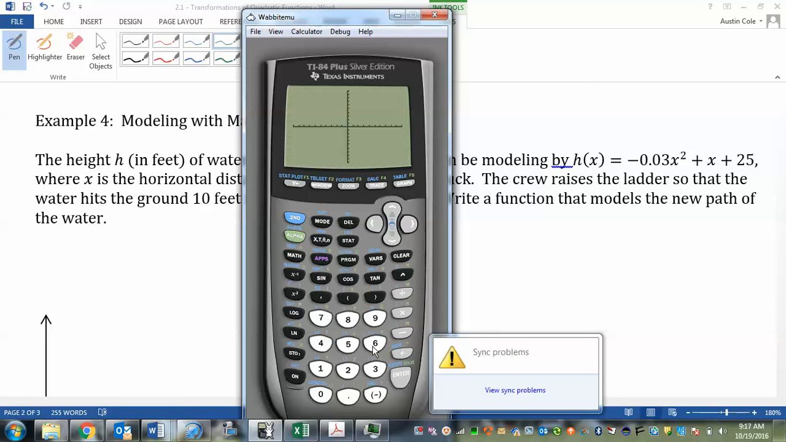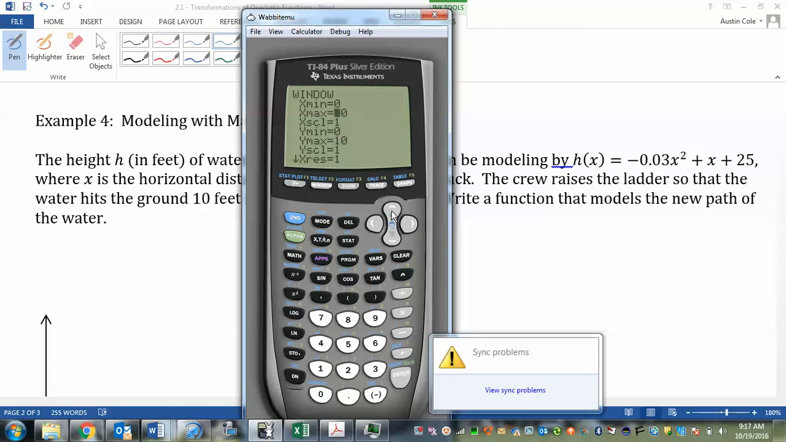Am I even graphing this right now? It's not even remotely close. So let's go to my window. What's my x min going to be? 0. What's my y min going to be? 0. Okay, what about my x max?